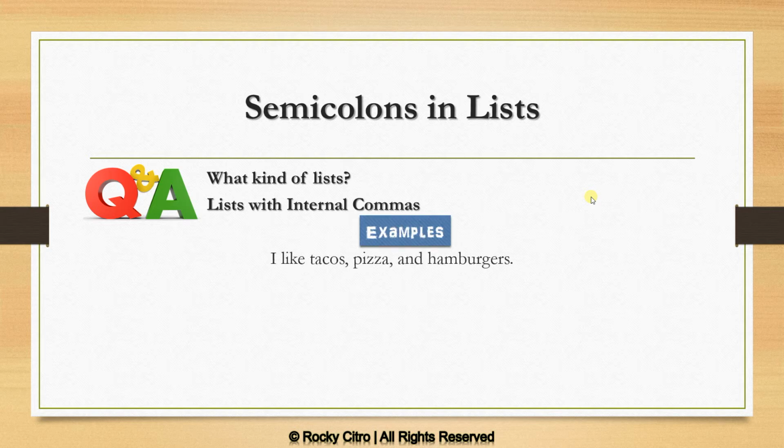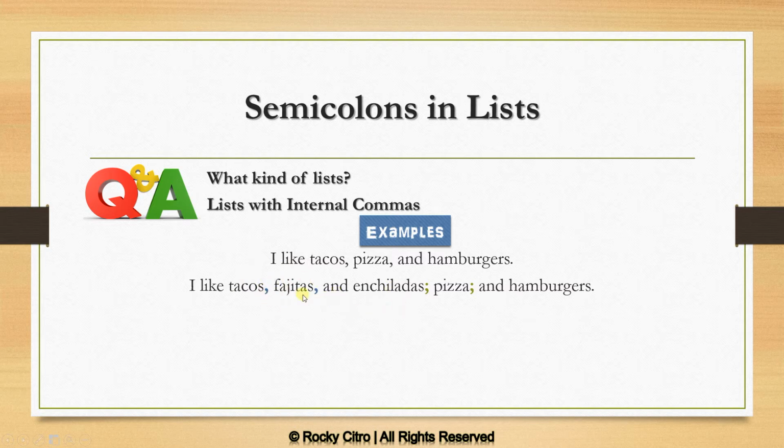I like tacos, pizza, and hamburgers. A nice simple list. And in this case, we can just use commas. There's nothing out of the ordinary here. And of course, we include this final serial comma that we talked about in the comma video lesson. But let's say we want to add some kind of sublist or categories to this list. Let's say we make a little sublist of Mexican food that would require commas itself.